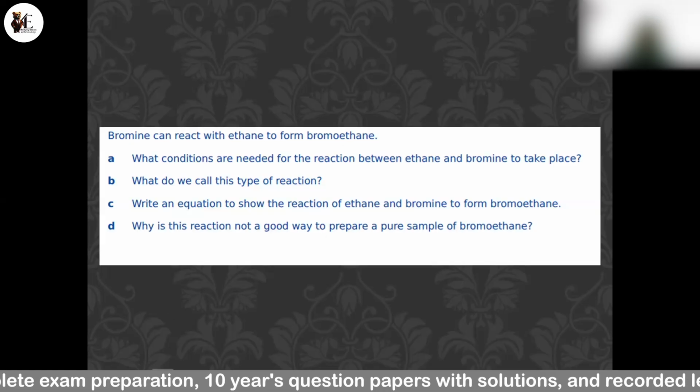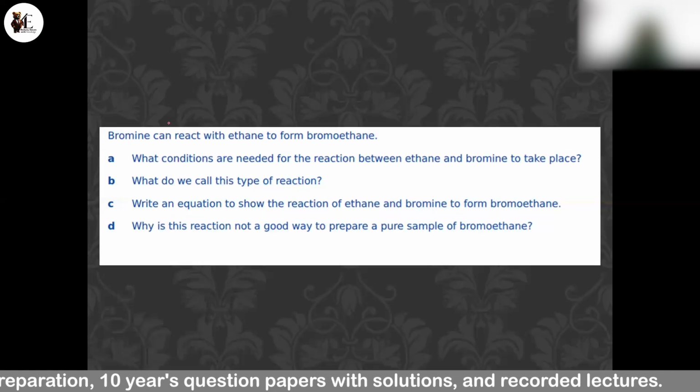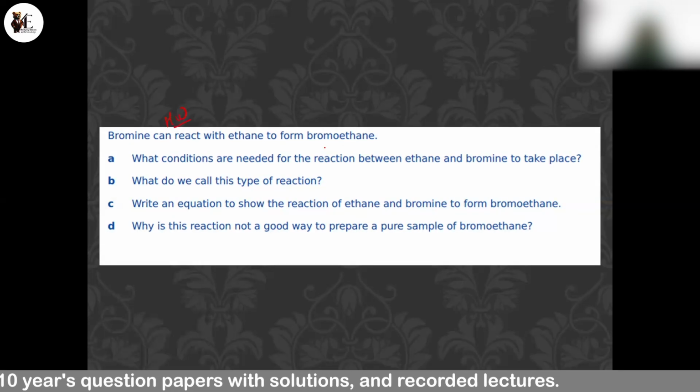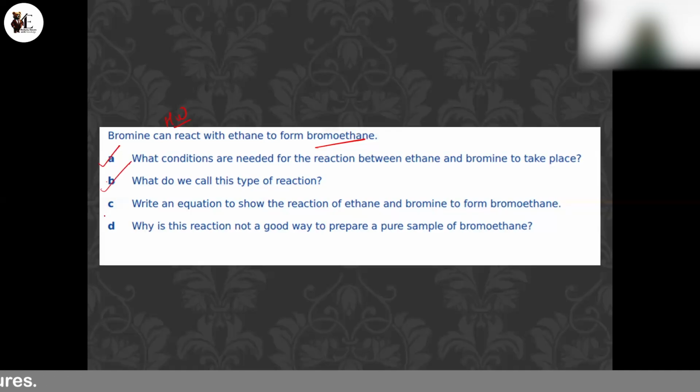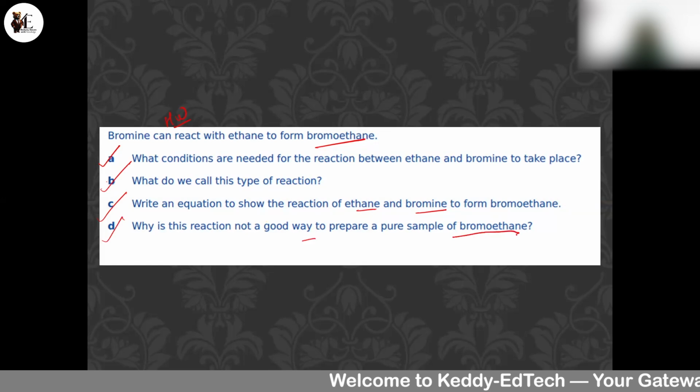This reaction is your homework question for today. Bromine can react with ethane to form bromoethane. We have studied it for chlorine, now the homework is for bromine. What conditions are needed for the reaction between ethane and bromine to take place? What do we call this type of reaction? Write an equation to show the reaction of ethane and bromine to form bromoethane. And why is this reaction not a good way to prepare a pure sample of bromoethane?